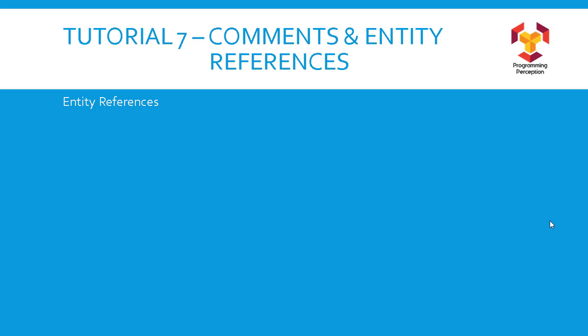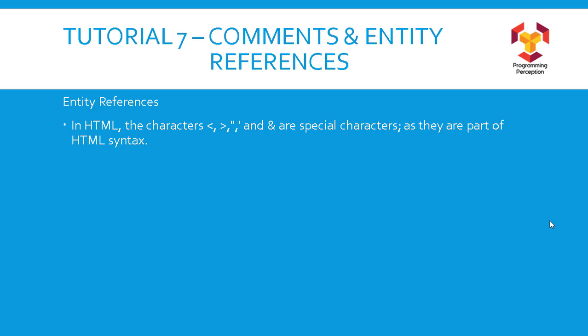So let's begin. Now what are entity references? In one of our previous tutorials, I mentioned that there are some special characters which we are unable to print directly on the web page, and for those characters we have entity references. For example, less than, greater than, double quote, single quote, ampersand. All these characters cannot be directly printed as they are part of the HTML syntax. So to print them, we can take help of character entity references.